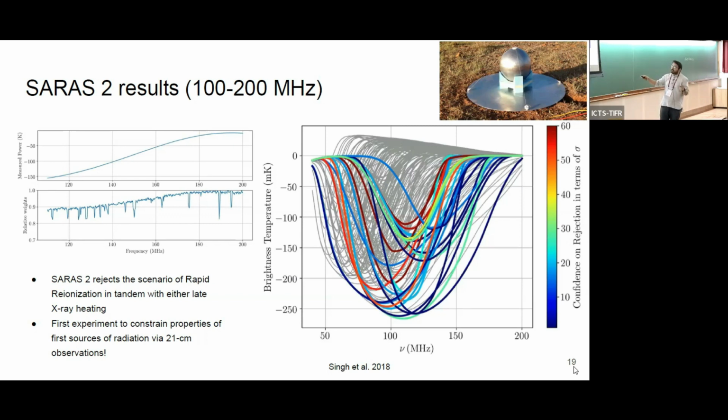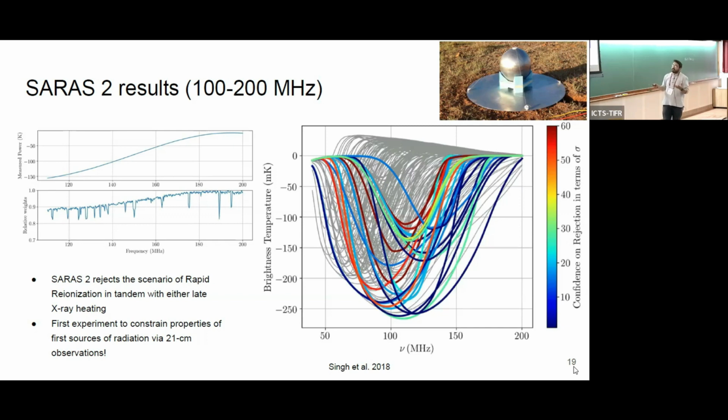So we went back to the signal predictions from the standard models, which is this. And just based on our measurements, we could rule out a set of these signals that are shown in colors here. And different colors are basically different significances of the rejection. So basically, this is the parameter space that we have ruled out from SARAS 2 observations.